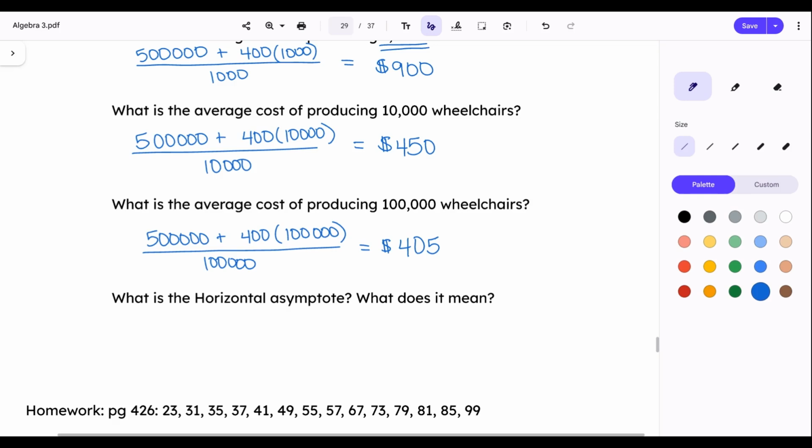So what they're trying to have you figure out here is the more wheelchairs that they sell, even if you put in 200,000, 300,000, 400,000, you're going to get closer and closer and closer to 400. It's never going to go below 400 because that's an asymptote. So it's like a boundary for you. So we're going to say down here, my horizontal asymptote is going to be y equals 400. Okay, what does it mean? The cost approaches $400 as more are produced.